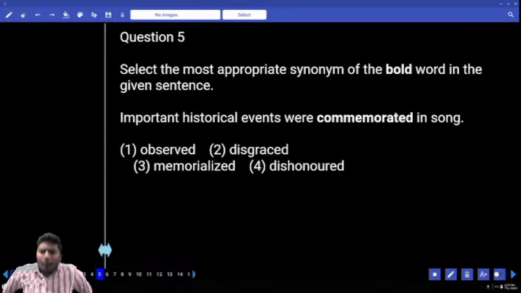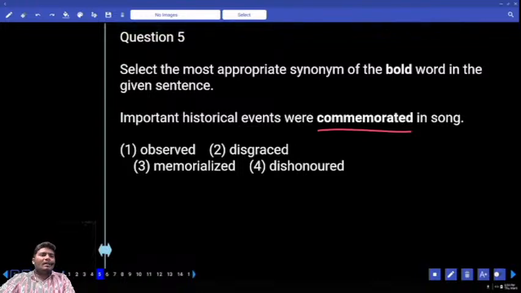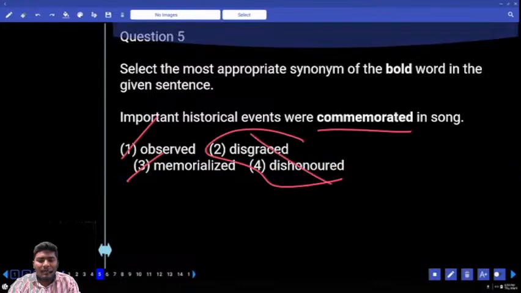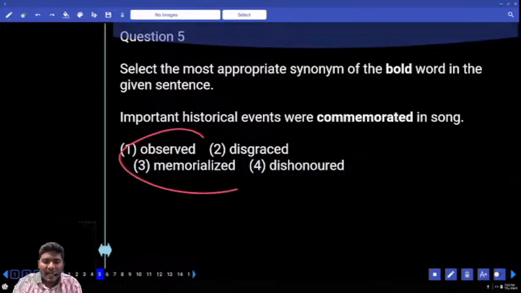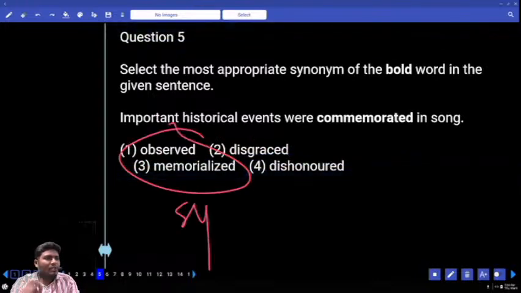Get the synonym of the bold word. Important historical events were commemorated in song. Commemorated generally has two meanings here. In the given options, there are two synonyms related to the word commemorated. One is observed, another one is memorialized. Disgraced and dishonored, both of them are negative words. Eliminate these two. These two are directly synonyms, but which one is suitable to the given word in the context?